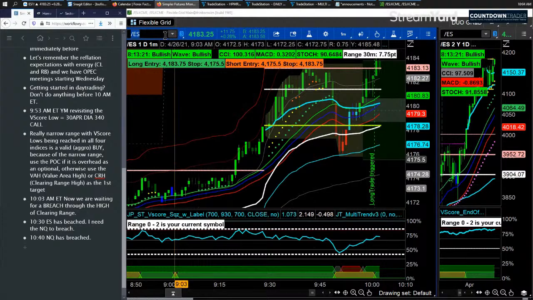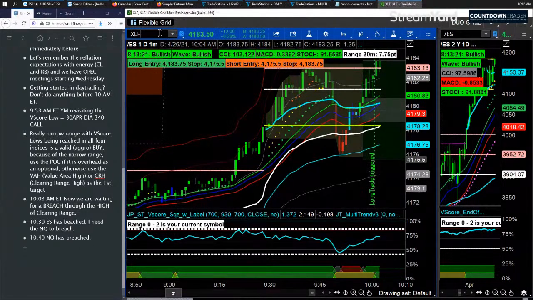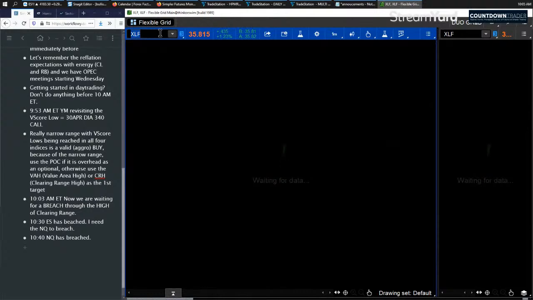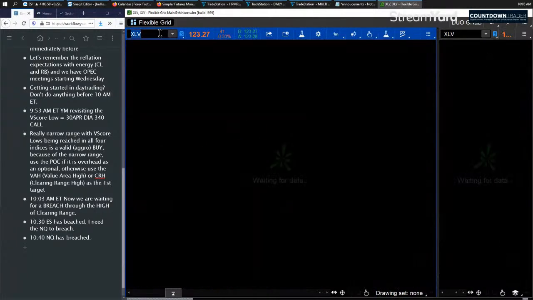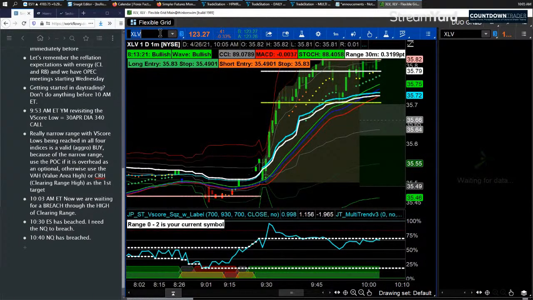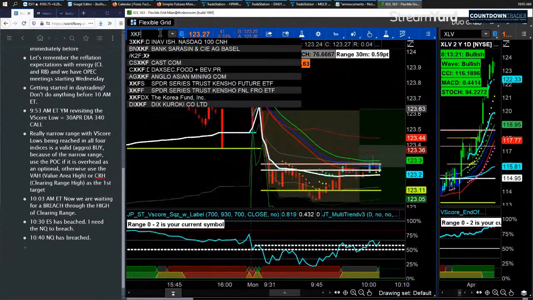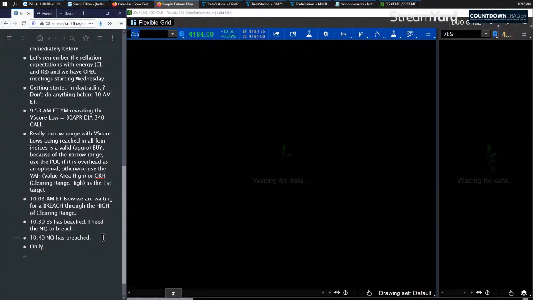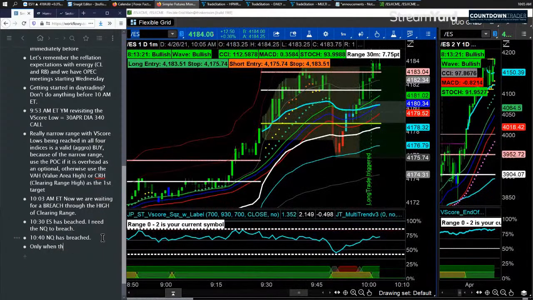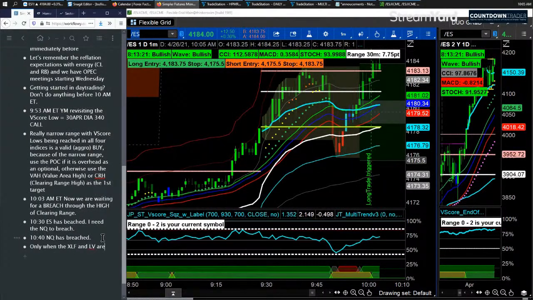Because the ES is basically sort of a hack NQ, except for the fact that XLF, financials, and XLV, healthcare, are part of this conversation. Now, if healthcare and, not or, if healthcare and financials are strong, which they are not today, then the ES can do its own thing. Only when the XLF and XLV are strong. It's got to be and. And it's not even a guarantee. Does the ES have even a shot at doing its own thing?